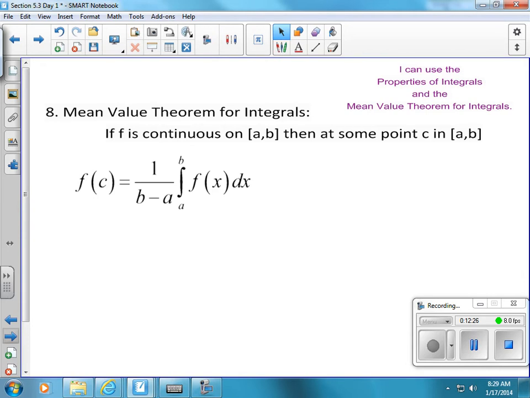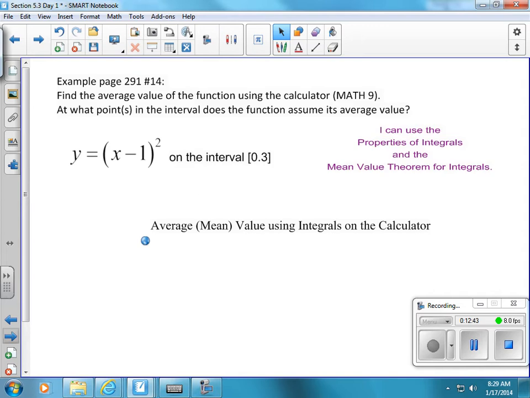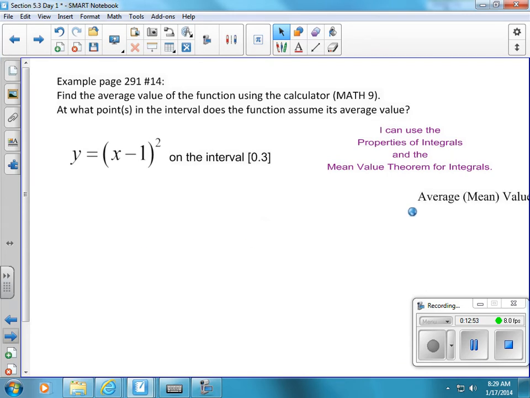This is the mean value theorem, and it is a formula. It's on your purple formula sheet. We also often call this average value. And almost always there is a question on the AP exam that involves this. So let's do problem number 14. I believe you're assigned all these problems that we've done today. Okay, so this problem says find the average value of the function using the calculator. At what points in the interval does the function assume its average value?